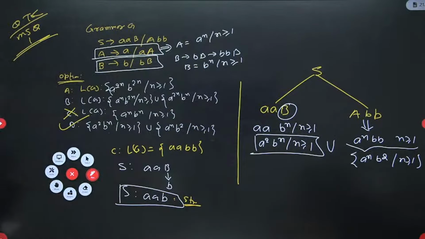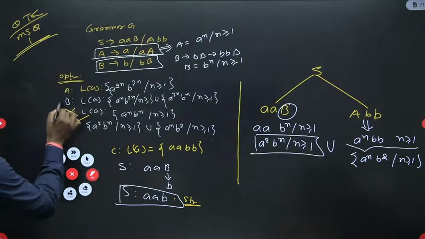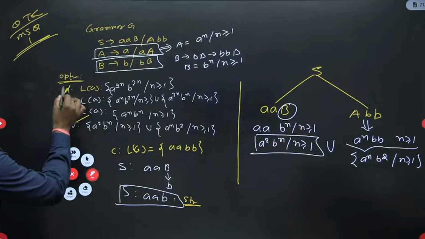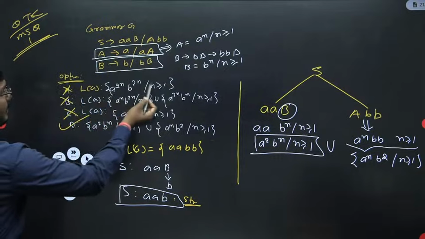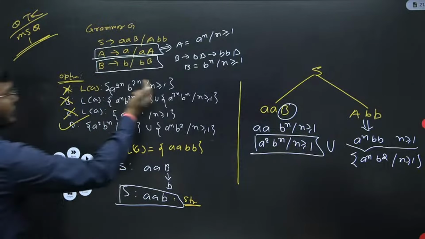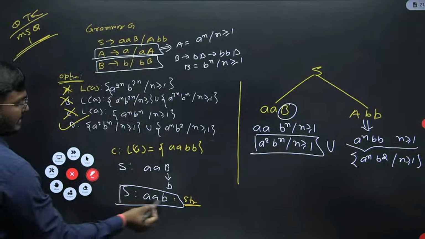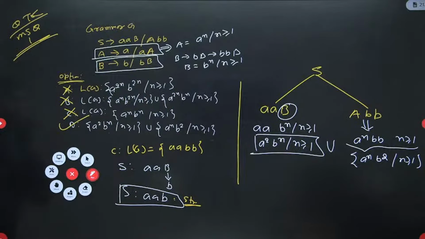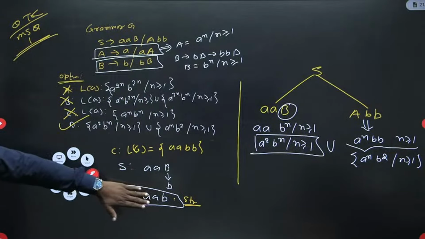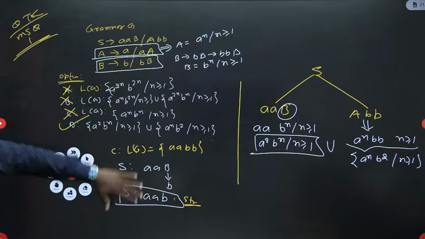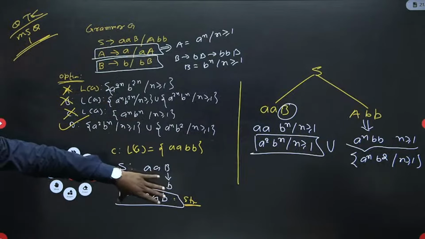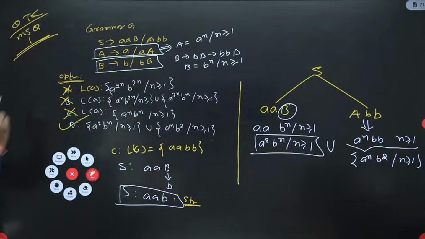Fine. Then same with option B, also incorrect here. And the same you can say for option A, because the minimum value is equal to 1, so it is not generating the minimum here. See, this sample string AAB is not generated by option A, but it is generated by the given grammar. Understood? That's why option A is incorrect.